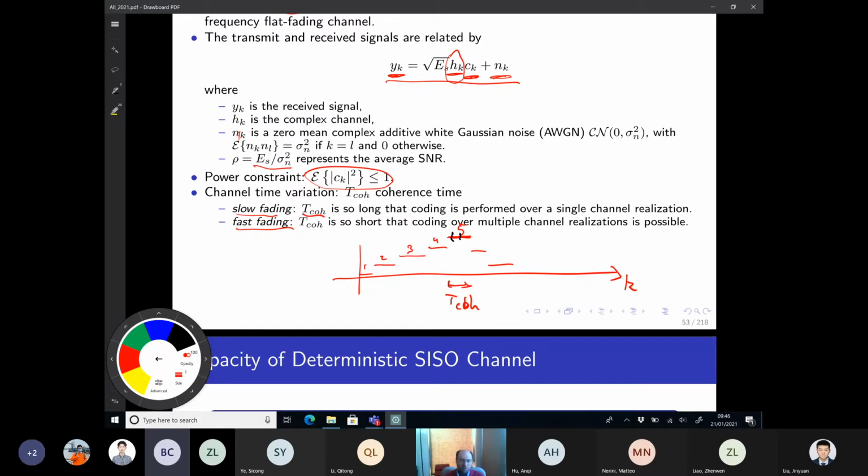In fast fading, it means that potentially I could encode information over multiple realizations of the channel. In that case, my block code could, for instance, span this duration, and the encoded packet will be transmitted over multiple realizations of the channel. And we'll see that this leads to 2 different architectures and 2 different ways of measuring the performance as well.